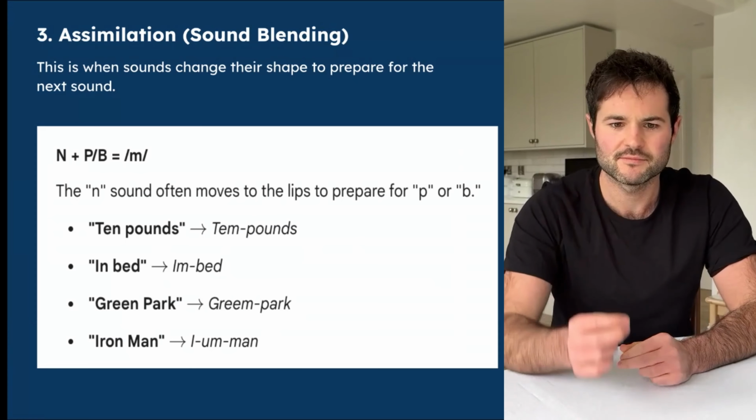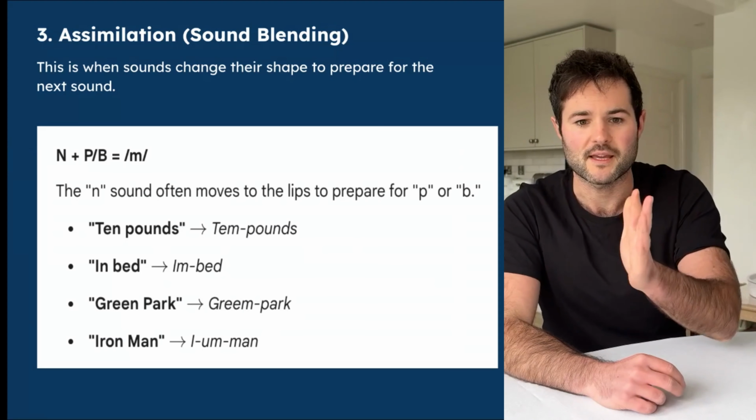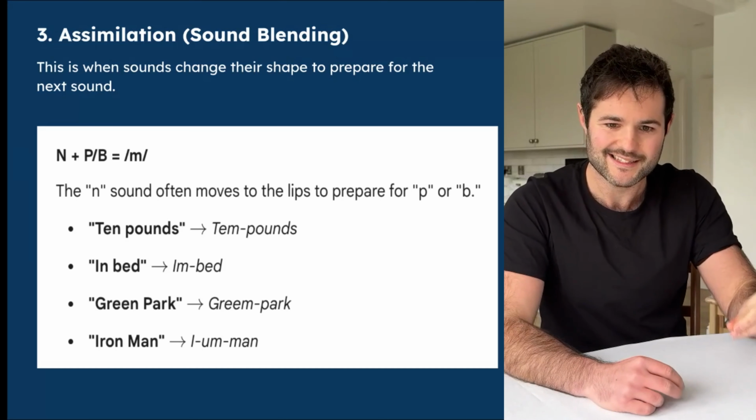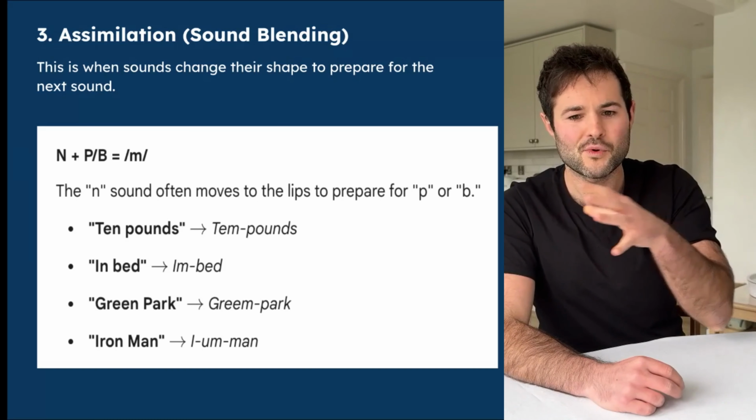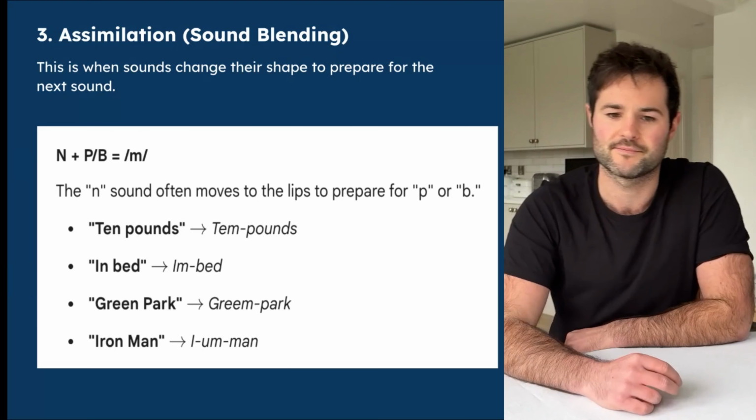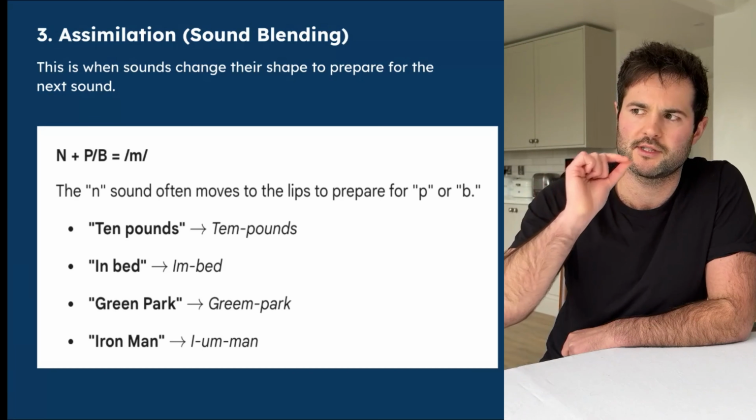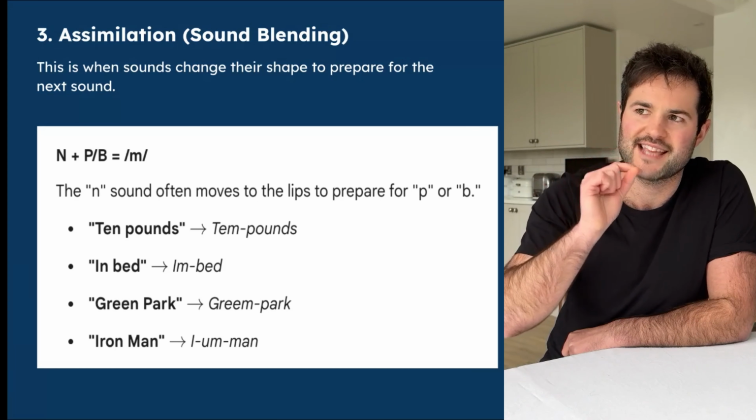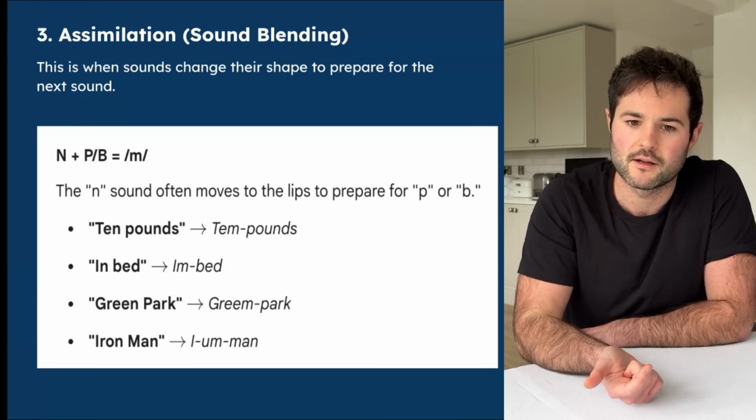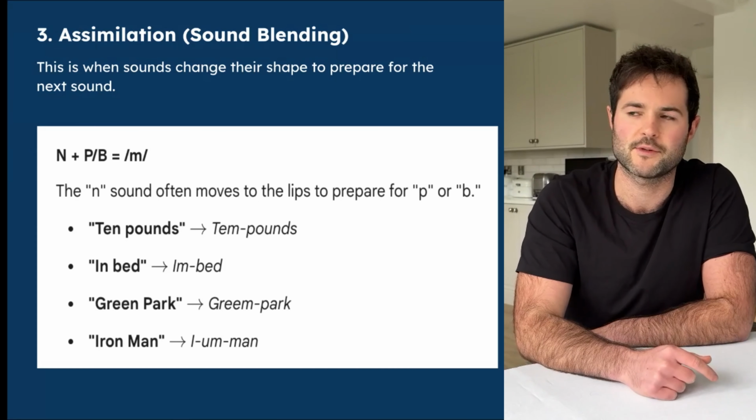Another assimilation, we have N plus P or B becomes almost like an M. So the N sound often moves to the lips to prepare for P or B. So ten pounds, to say it properly, this N will become an M. So it's like ten pounds. How much did you get paid?